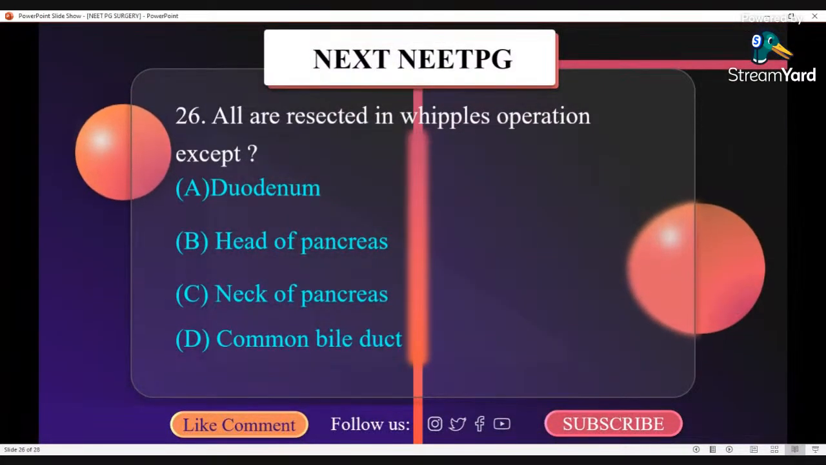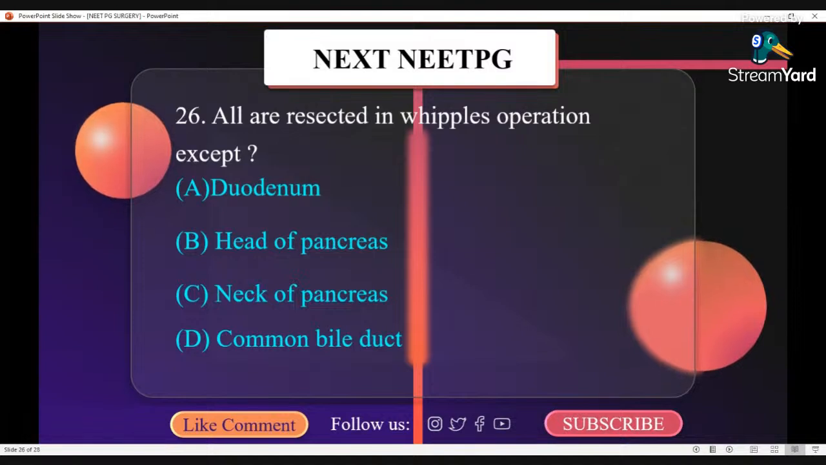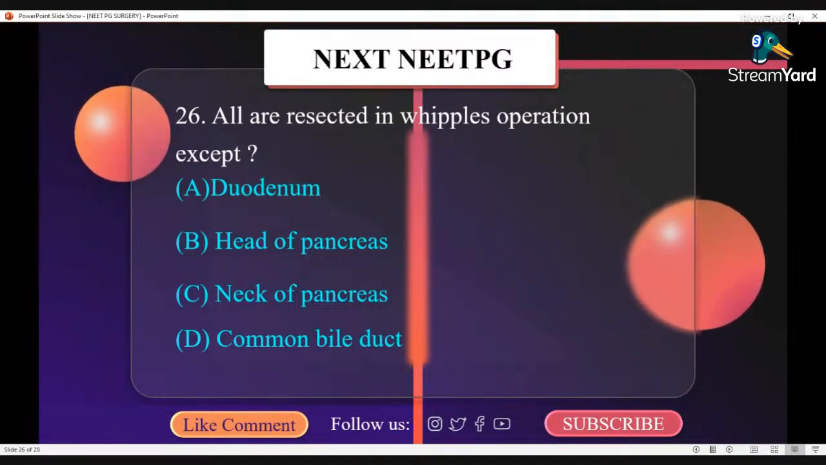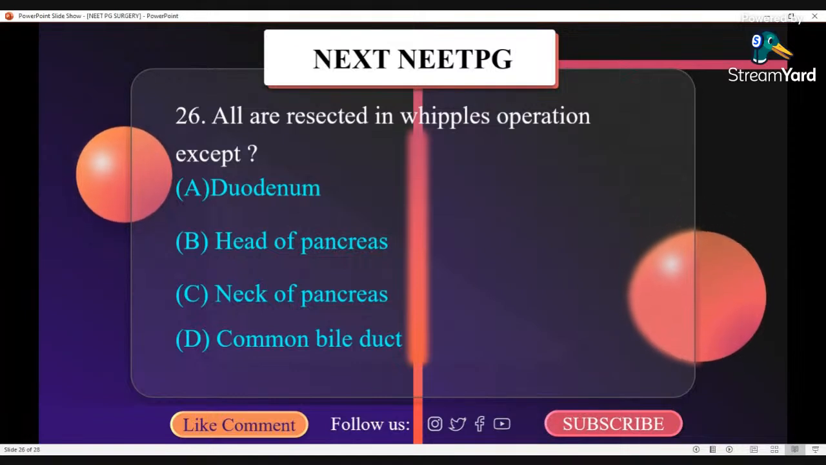All are resected in Whipple's operation. This Whipple's operation is a very important topic. Now, what is Whipple's operation? Let us see what is Whipple's operation. What do you cut in Whipple's operation?